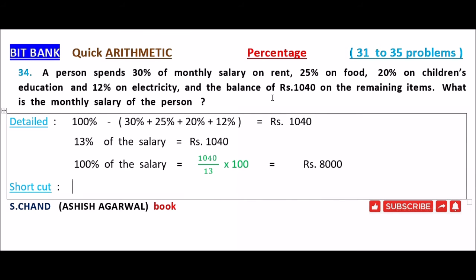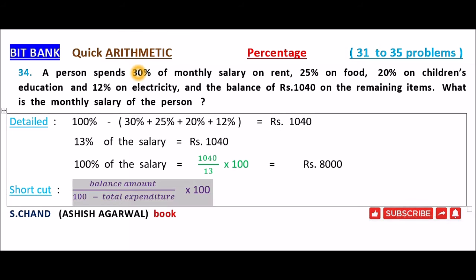Shortcut. Balance amount divided by 100 minus total expenditure into 100. So balance amount is 1040 divided by 100 minus total expenditure, that is 13. So 1040 divided by 13 into 100 is equal to 8,000 rupees.